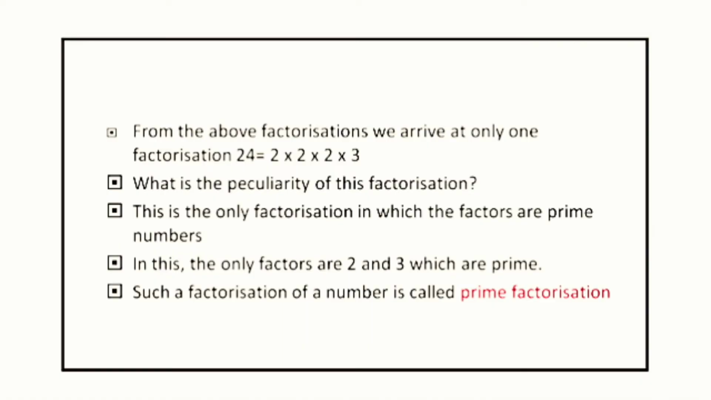Now, how do we link this with the prime number? From the above factorizations, we arrive at only one factorization. That is, we are taking into account only this factorization. 24 equals 2 into 2 into 2 into 3. I am not taking any of the rest of the factorizations for one particular reason.